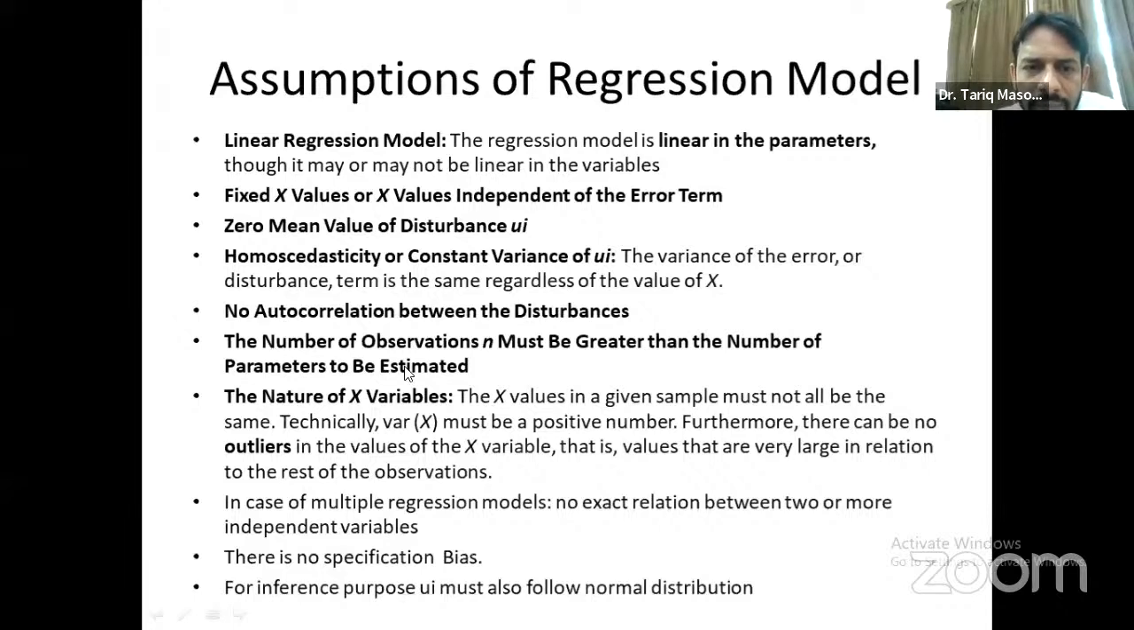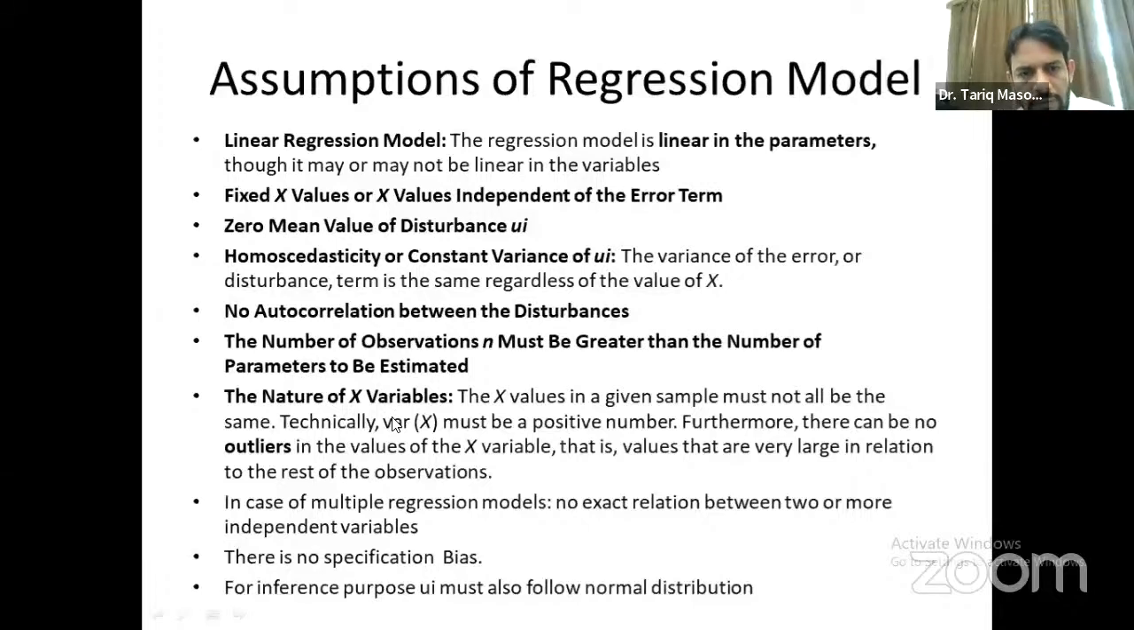And next is the number of observations. The total sample size n must be greater than the number of parameters to be estimated. So if you have a simple regression function where you have Y and X, you have two parameters, beta 1 and beta 2. The sample size must be greater than 2. If the sample size is 2 or less than 2, we cannot estimate the parameters.